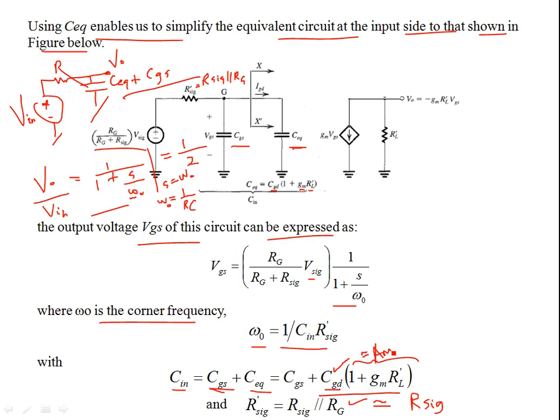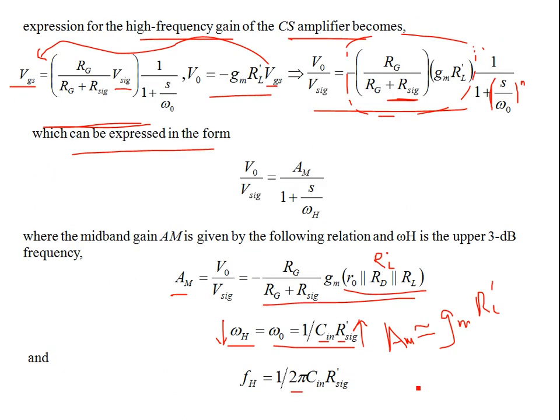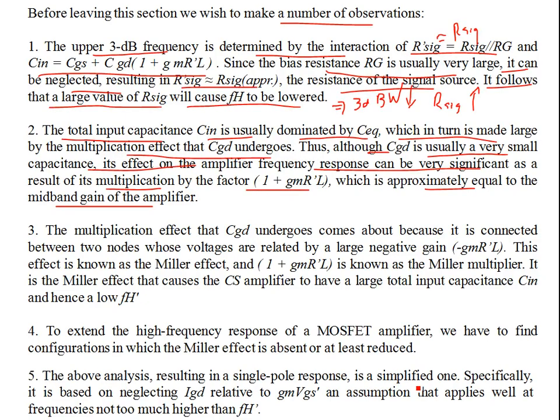So although CGD is small, if the midband gain is huge, then this term is very effective in influencing your frequency response. Although CGD is small, it is being multiplied by the midband gain, which can have a very prominent effect on the frequency response.